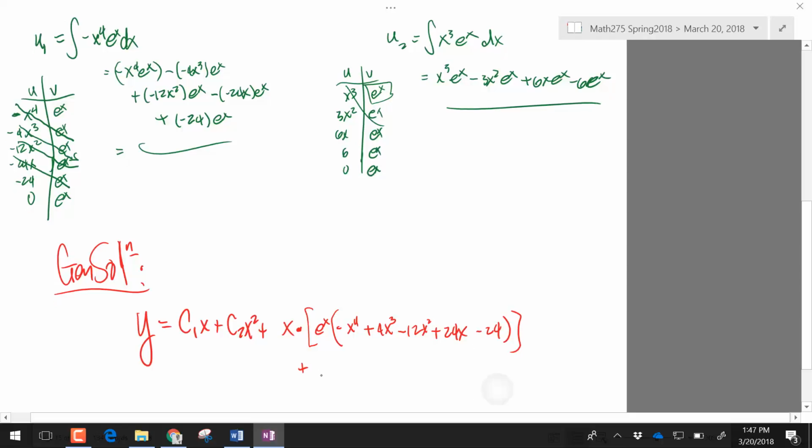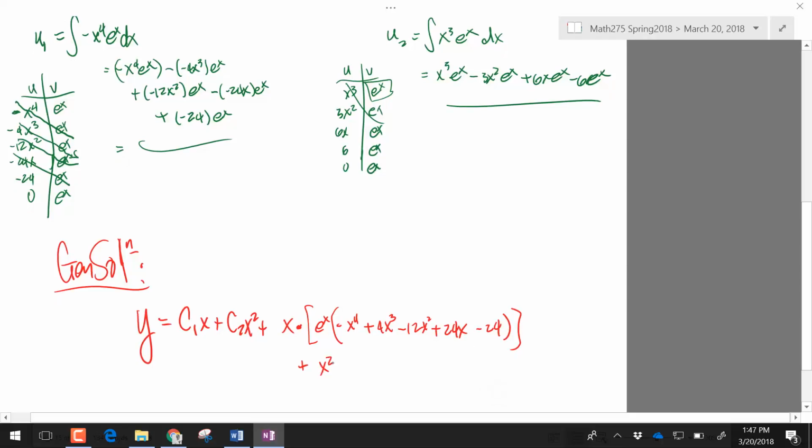And then I have this other one that gets multiplied by x squared, and they all also have an e to the x in them. So that's an x cubed minus 3x squared plus 6x minus 6.